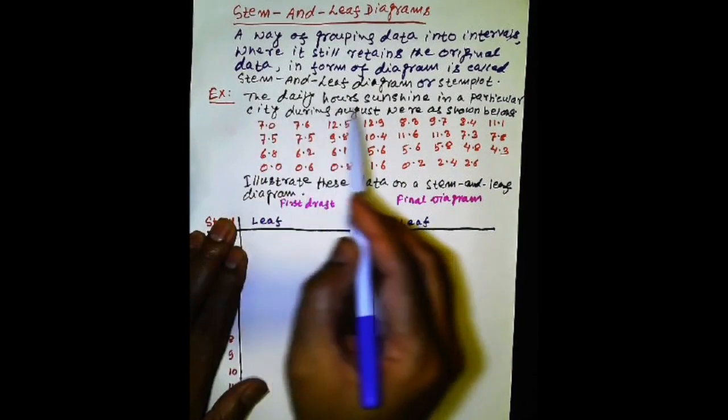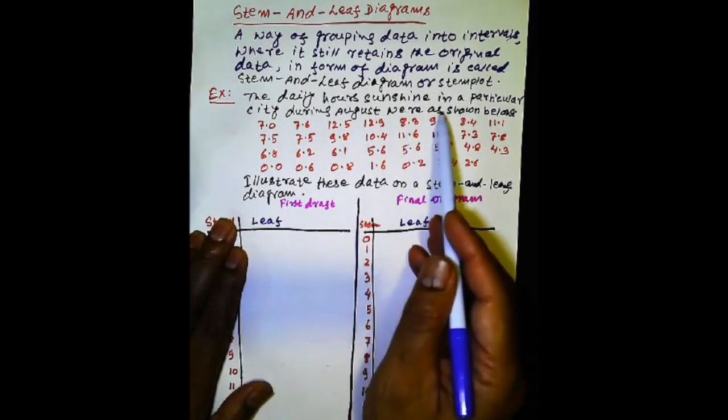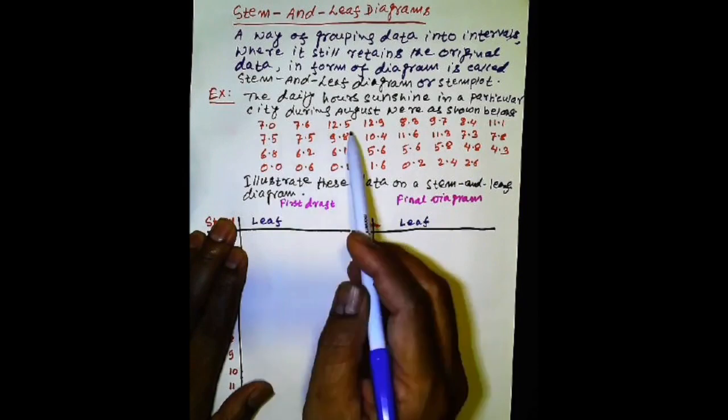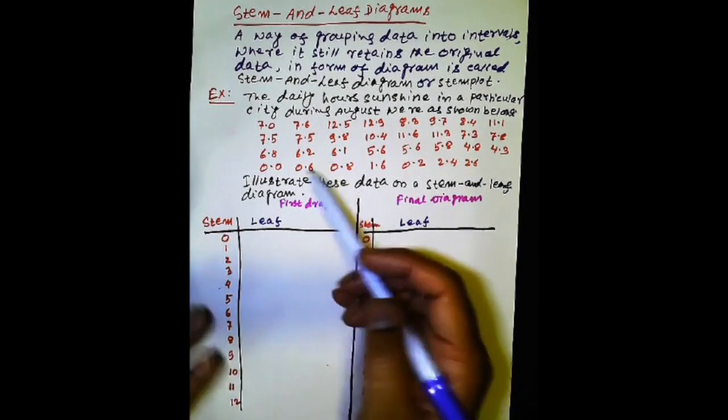This example states that the daily hours of sunshine in a particular city during August were as shown below. These are the data for daily hours of sunshine in a particular city during the month of August. August has how many days? That is 31 days. So let's count whether these values are for all 31 days.